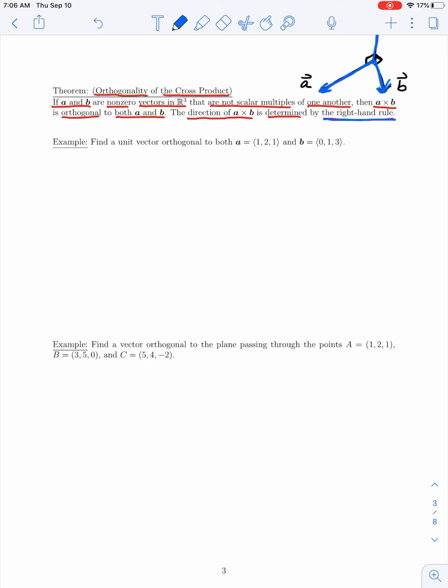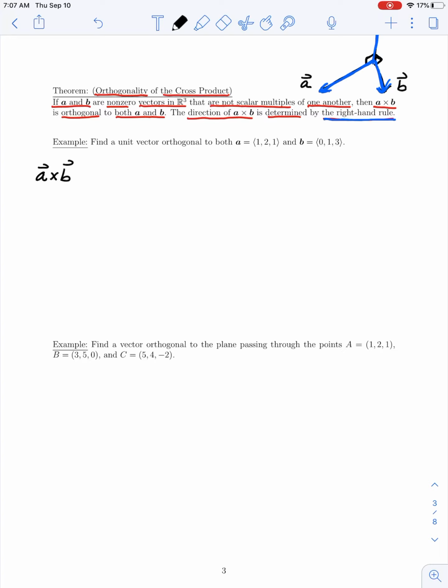So we'll start by finding any vector which is orthogonal to A and B, and using our new theorem, we know if we find the cross product of these two vectors, it will be orthogonal to A and B. And then we're asked to find a unit vector which is orthogonal to both, so we're going to have to normalize that cross product to make sure we have a unit vector. So let's start by calculating this cross product.